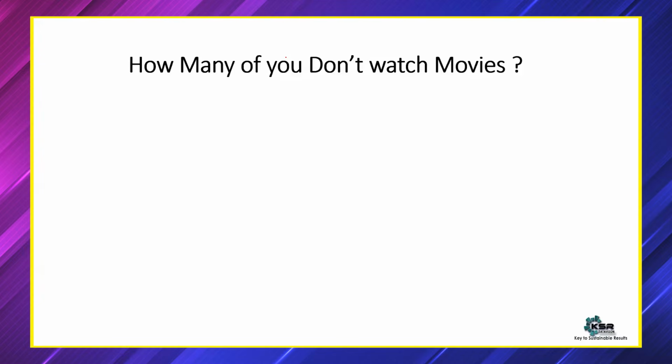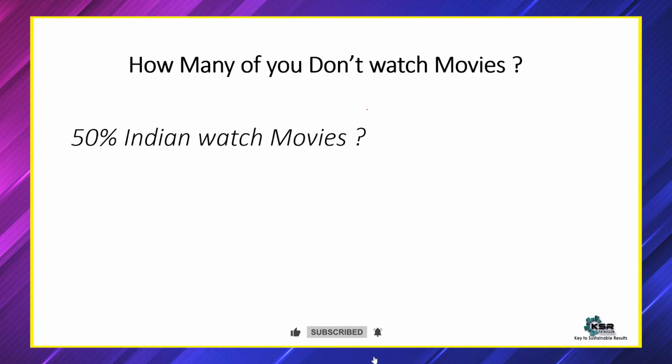If I share a few statistics related to movies of the Indian film industry, if I give you a certain idea, 50% of Indians watch movies. Out of whatever the population of India is, around 130 crore as of now, 50% of Indians watch movies.